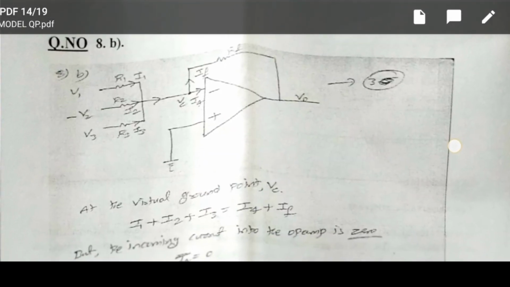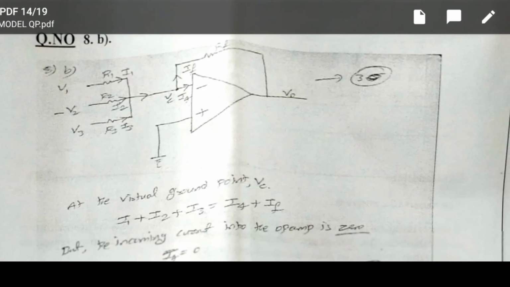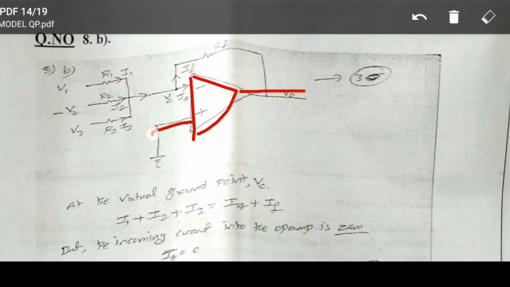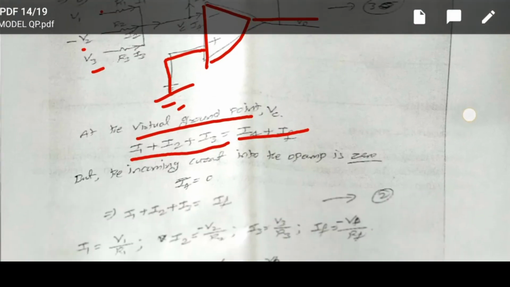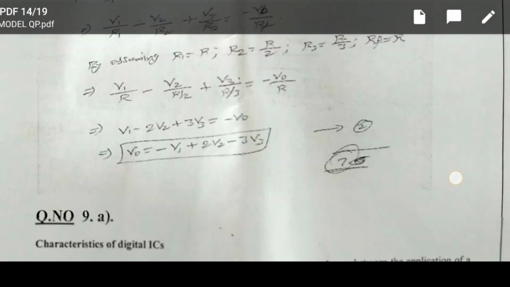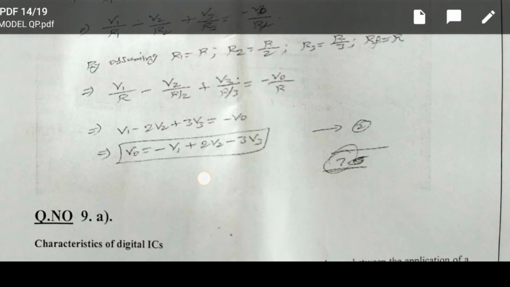The operational amplifier diagram and giving the input. This is the operational amplifier diagram, and the positive terminal has to be grounded, and to the negative terminal we are giving the supplies V1, V2, V3. The three inputs meet at the virtual ground point. The total currents I1, I2, I3 are equal to I4 plus IF. Like that we have to do the solution. Finally we will get V0 equal to minus (V1 plus V2 plus V3), with gain factors.